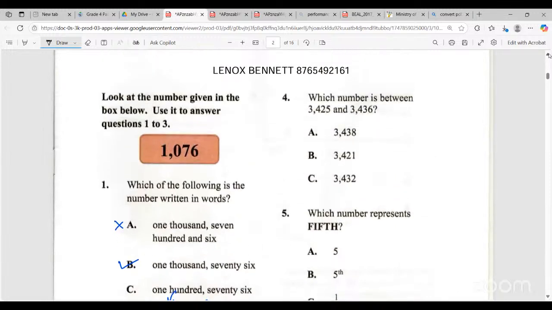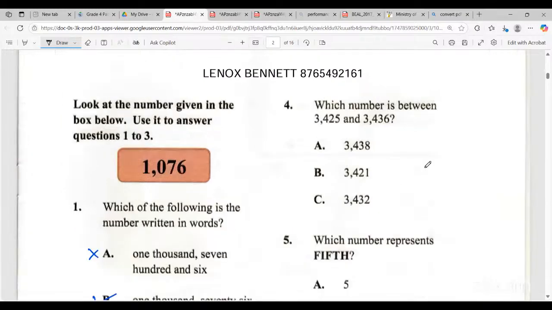Which number is between 3,425 and 3,436? Much love. So guys, look at this one. Which number is between 3,425 and 3,436? Is it A, 3,438, B, 3,421, or C, 3,432?